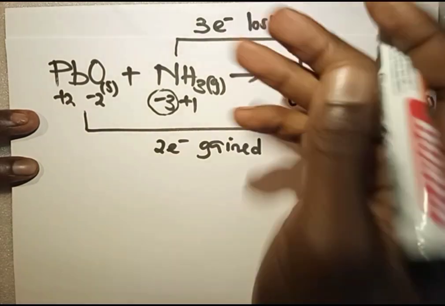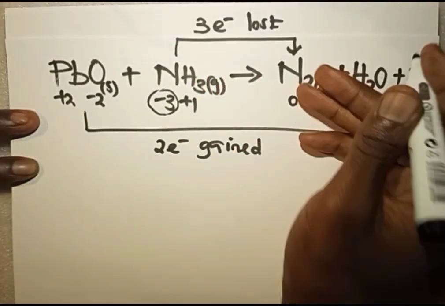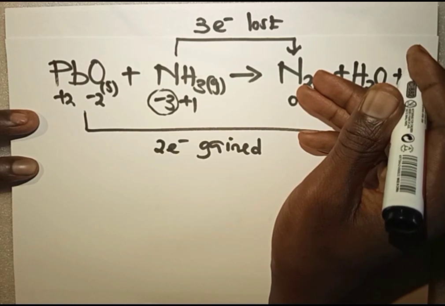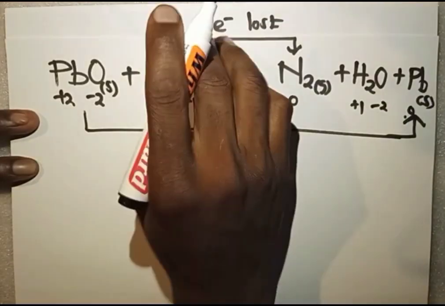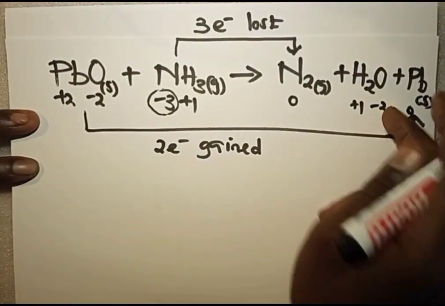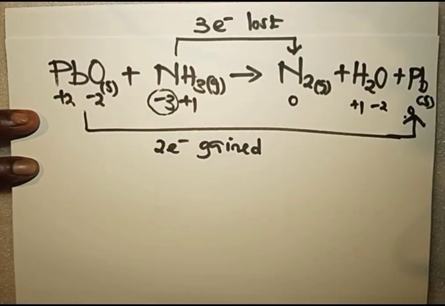Therefore, it got oxidized. Okay, it has been oxidized because it has lost 3 electrons. This one has been reduced because it has gained 2 electrons. What is next? Use coefficients to equalize the electrons gained and lost.